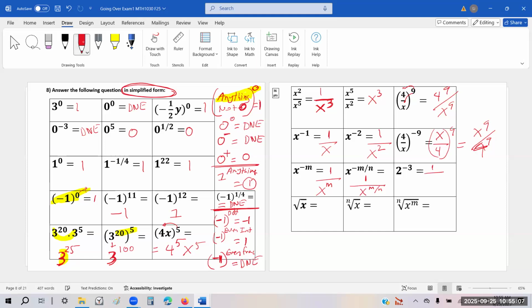Same thing here. It's 1 over 2 to the positive 3. But then I also expected to write what is 2 cube because it's simple. What is 2 cube? 8.